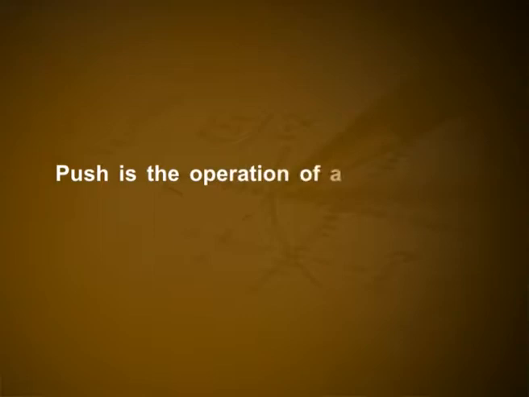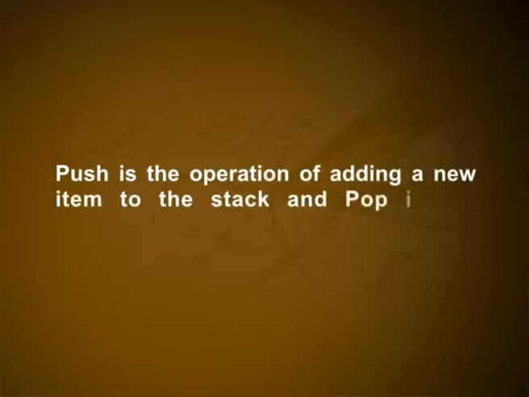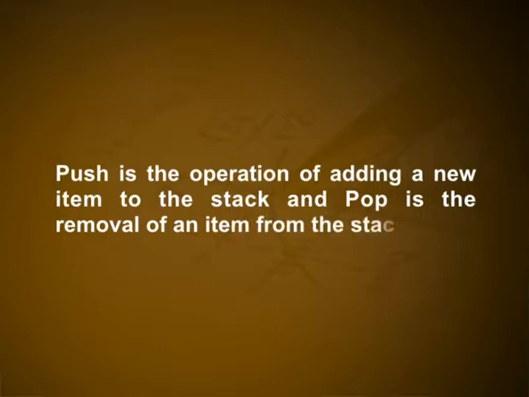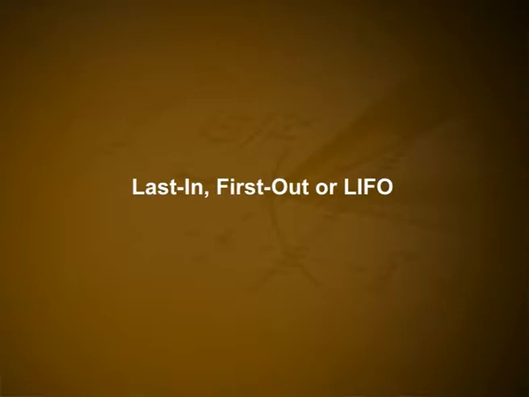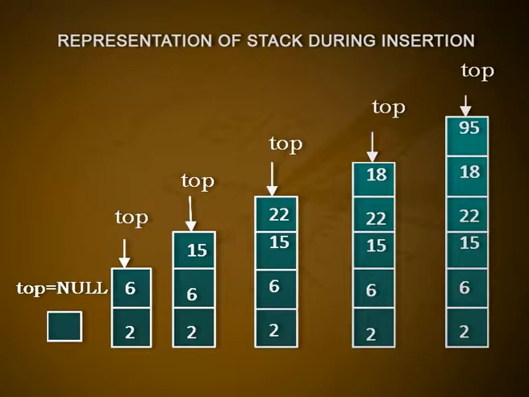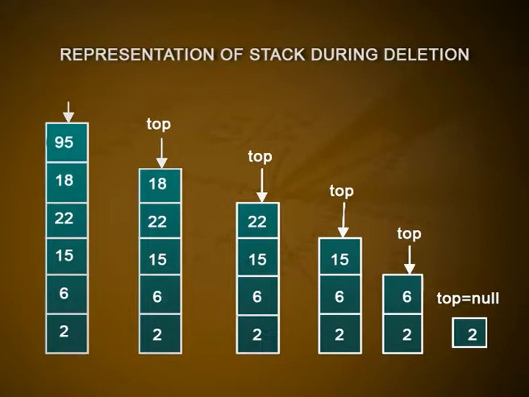The two operations that are possible on a stack are given the names push and pop. Push is the operation of adding a new item to the stack and pop is the removal of an item from the stack. That is, the first item removed from the stack will always be the last item added to it, and hence the name last in first out, or LIFO. When new items are added to the stack, it grows at one end, and if the items are deleted from the stack, it will shrink at the same end. These are shown in the following figure.